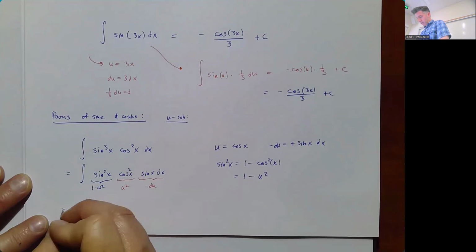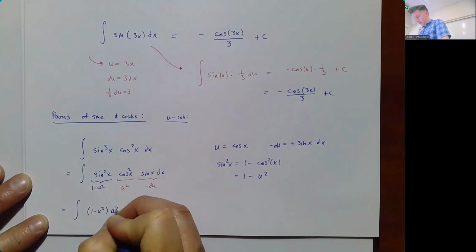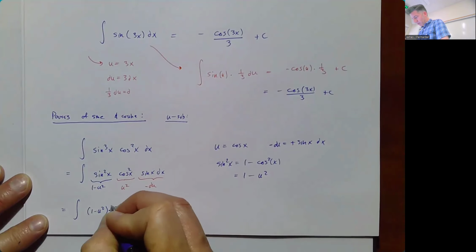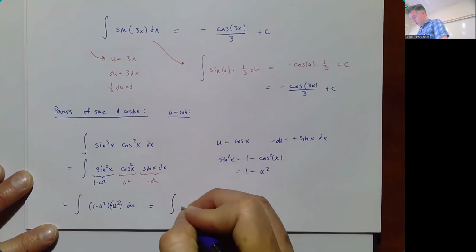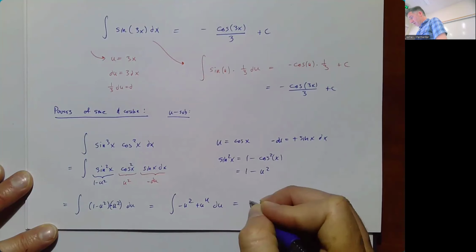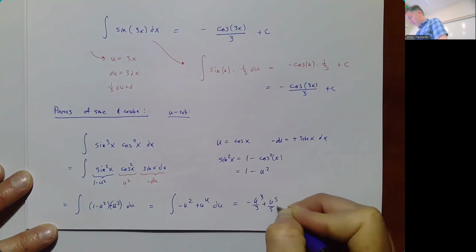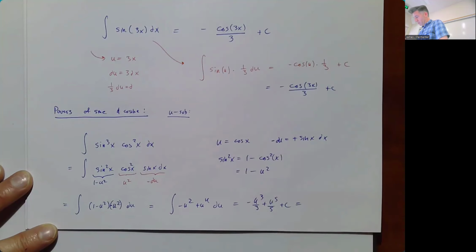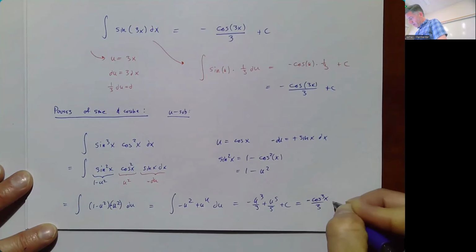So then we end up with the integral of 1 minus u squared times negative u squared times du. If we multiply it out, we get negative u squared plus u to the fourth that we're integrating. We get negative u cubed over 3 plus u to the fifth over 5. And then we plug back in u equal to cosine. So we get negative cosine cubed x over 3 plus cosine to the fifth x over 5.